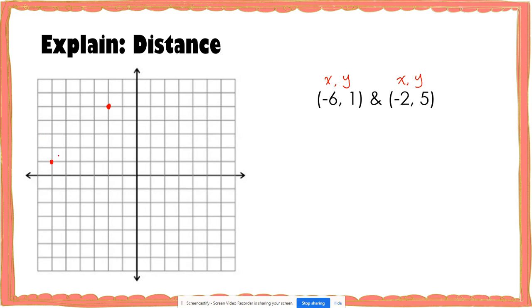A common mistake is that you want to count from here to here and say that this is the distance. However, that is inaccurate because the diagonal length is not the same as the vertical length or the horizontal length of one of these grids. Instead, we can take our points and find the distances that are perfectly horizontal and perfectly vertical, and we can use those to find the distance between these points.